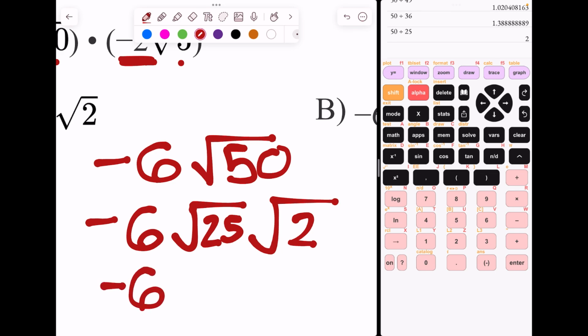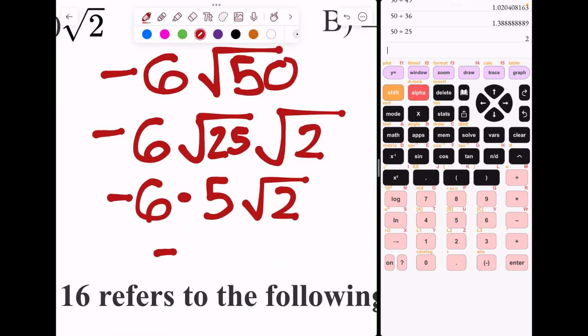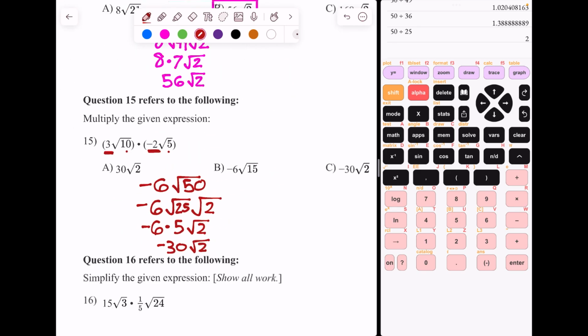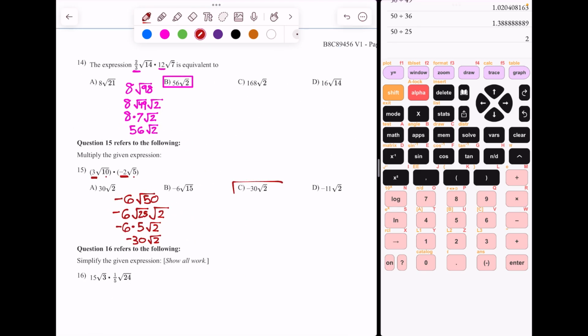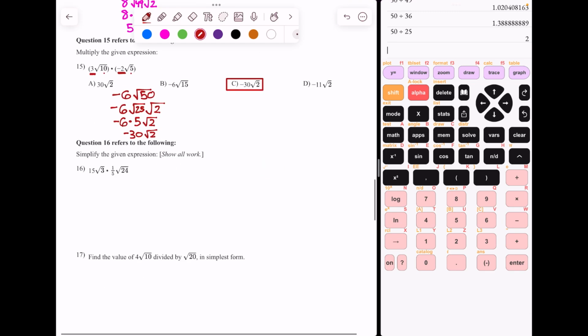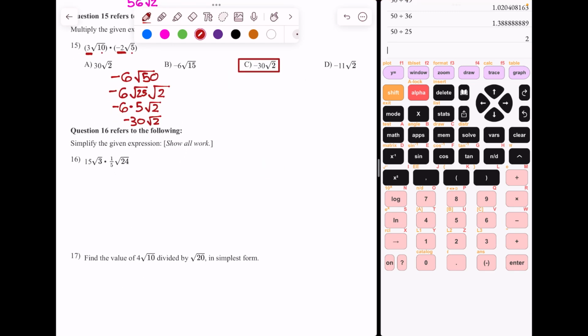So we get negative 6. The square root of 25 is 5, square root of 2. Negative 6 times 5 is negative 30, square root of 2. And that would be answer choice C. All right, now we have long response questions. Try those, and let's see if we could do those.